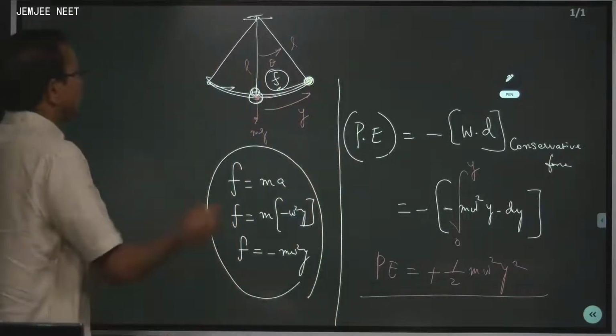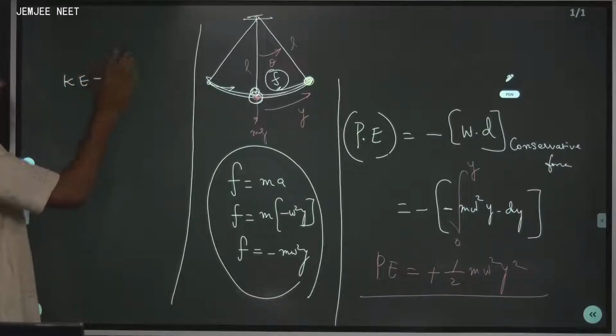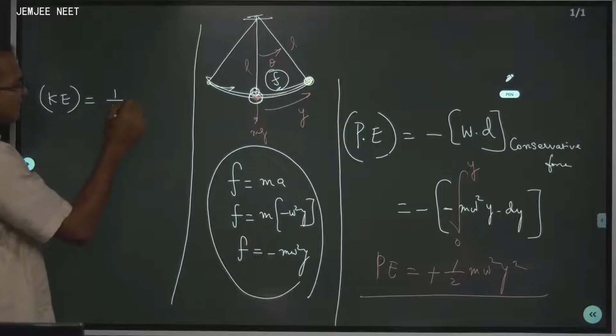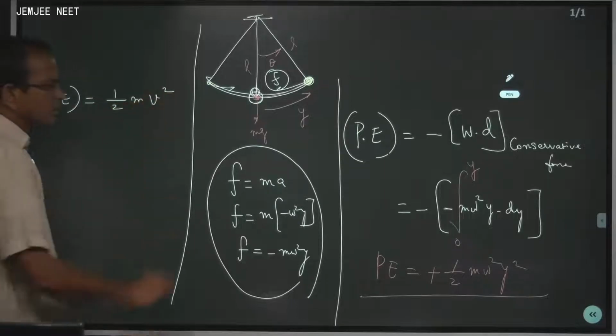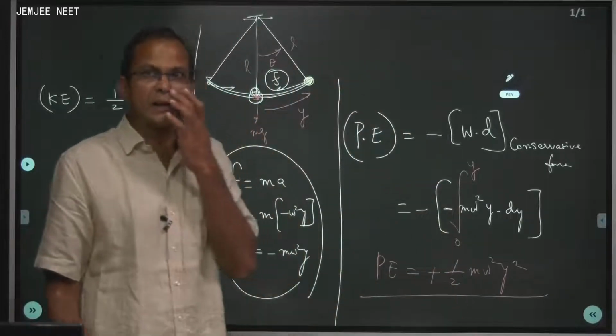Now we shall go for kinetic energy. How to calculate kinetic energy? Kinetic energy is the only energy in physics which is undisputed and so easy, unchallengeable: simply, blindly, half mv square for anything and everything. There is only one formula in this universe, half mv square, and you are done. It's the easiest energy calculation.